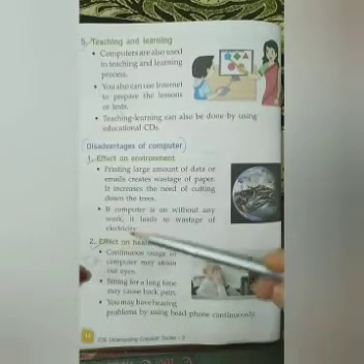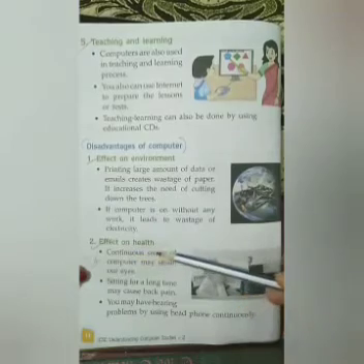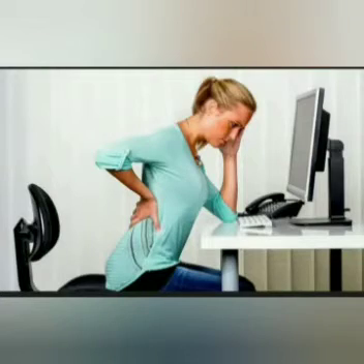Now, the next disadvantage of a computer is that it affects on health. Continuous usage of computer may strain our eyes. Sitting for a long time may cause back pain. You may have hearing problems by using headphone continuously. Children, if you work on a computer for so long, it can cause health problems. Working on computer for so long can damage our eyes, can cause back pain and so on.